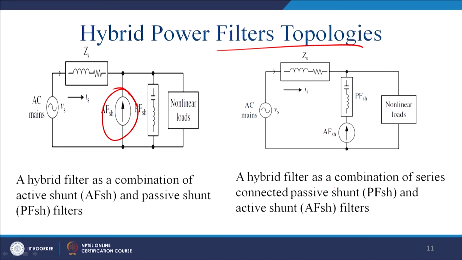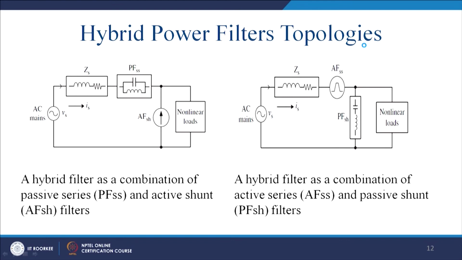The hybrid filter as a combination of series connected passive shunt and the active shunt filter. So, now what you can do, you can have this passive shunt, it was connected in parallel to it, and here you connect in series to it. This is the topology I have shown you while discussing one topological aspect, discussing the shunt active power filter. And then I decided to have a thorough discussion on it, and this is with the nonlinear load.